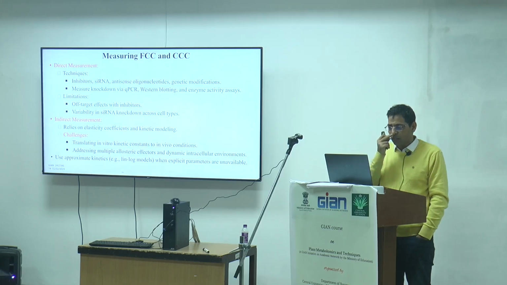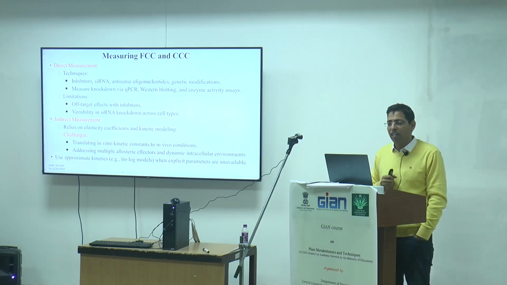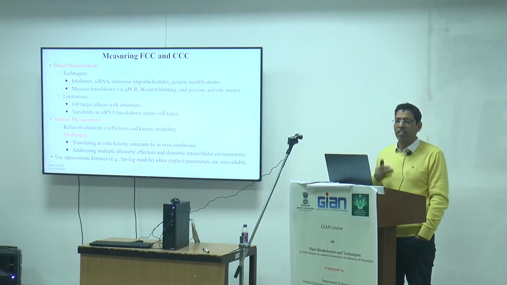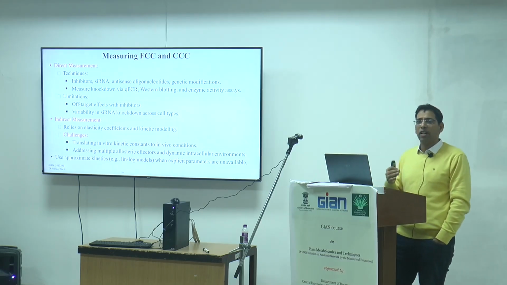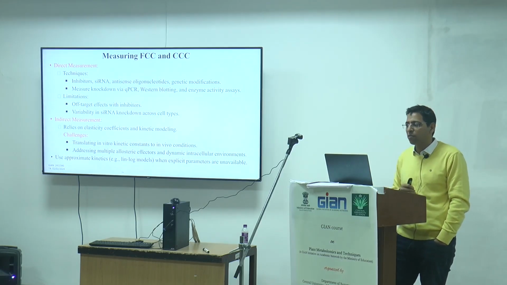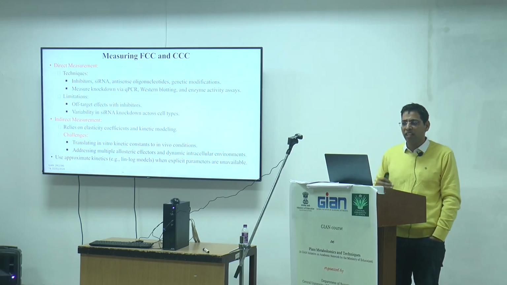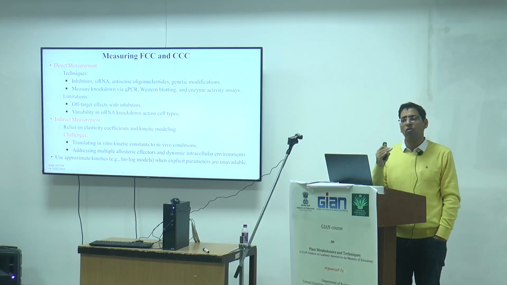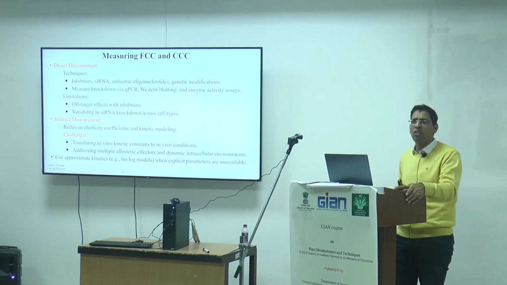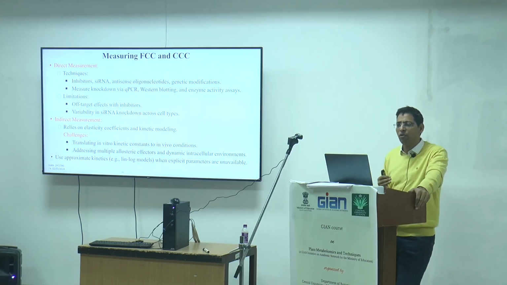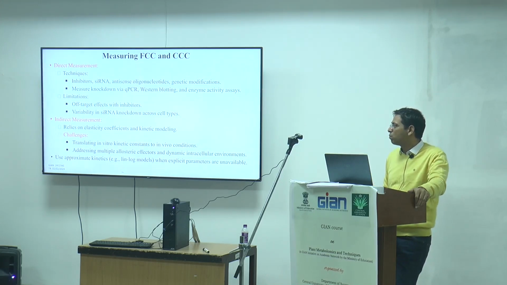So you measure the knockdown via qPCR. You can also make the knockdown by CRISPR-Cas9 technology. You can understand this by Western blotting and the enzyme activity ratio. Now the limitation of these approaches is that sometimes, if you are using inhibitors, you don't know, they might have some unknown targets. When they have unknown targets, it is difficult for you to deal with these limitations. Variability in small RNA knockdown across cell types is also measured.